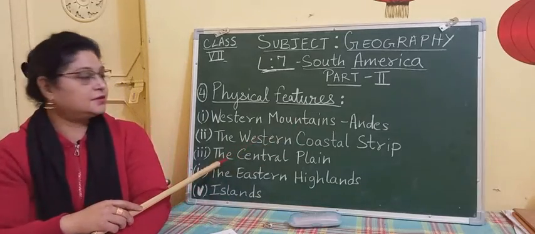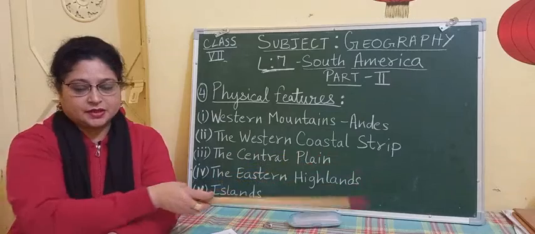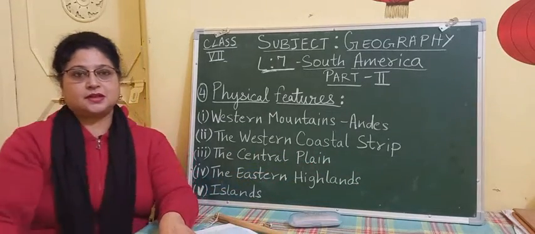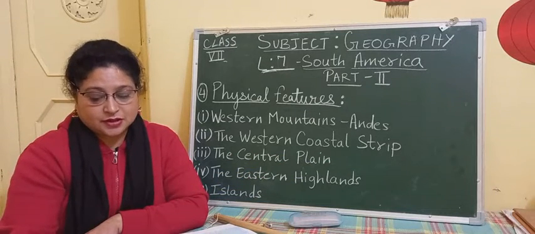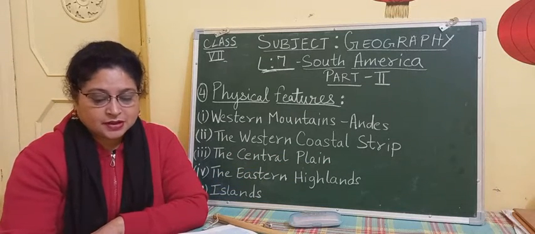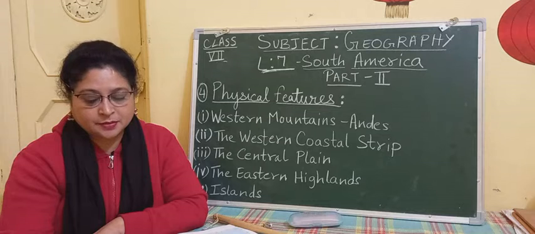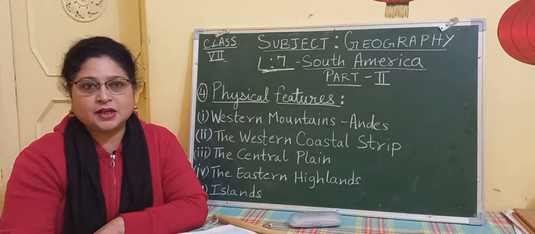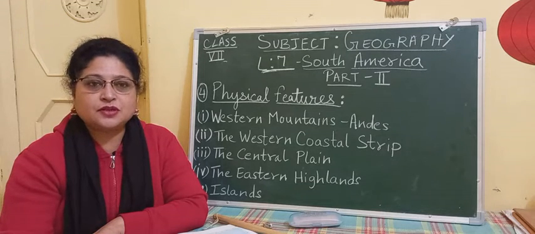The third physical feature is the central plains. Central means in between, in the middle. So, the middle plain, you can say it in a simple word. The central plains occupy about one half of South America.